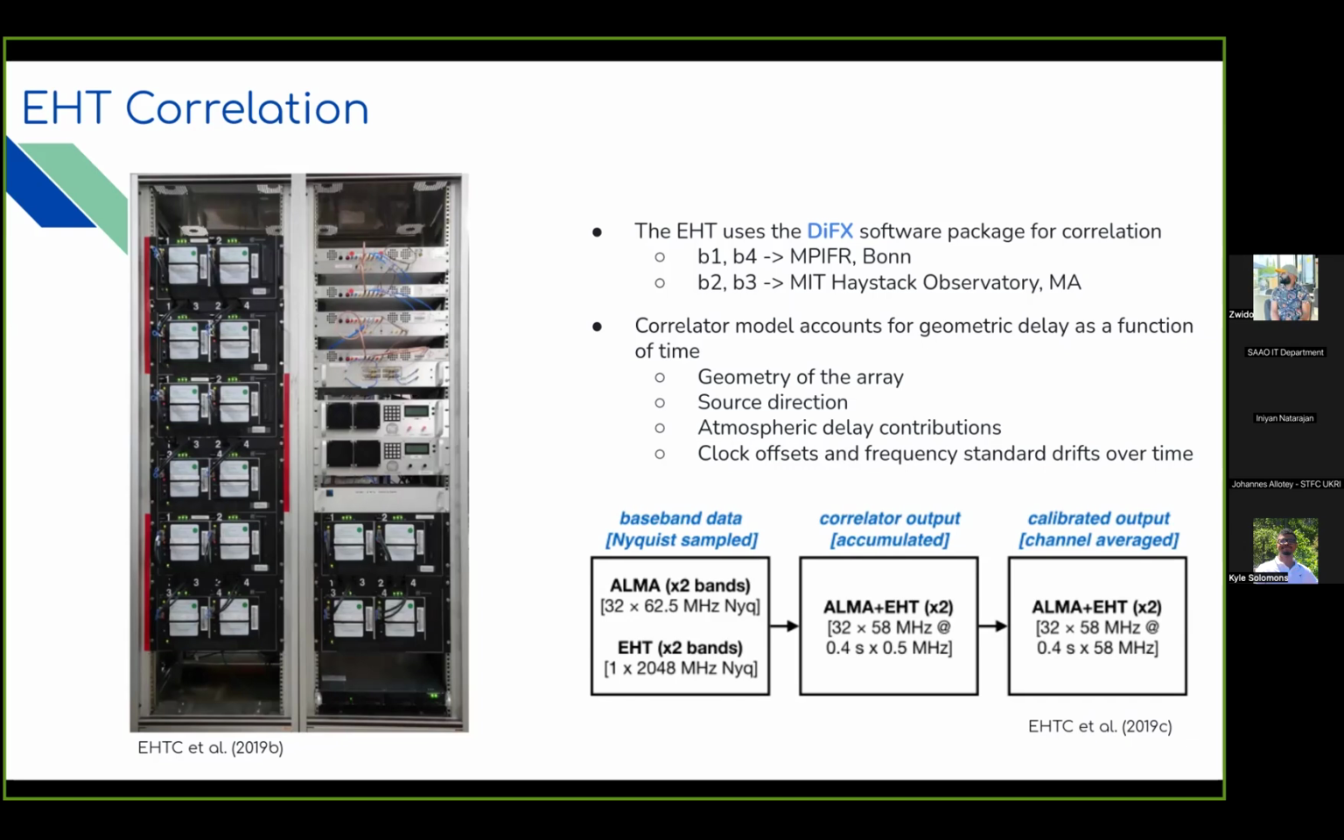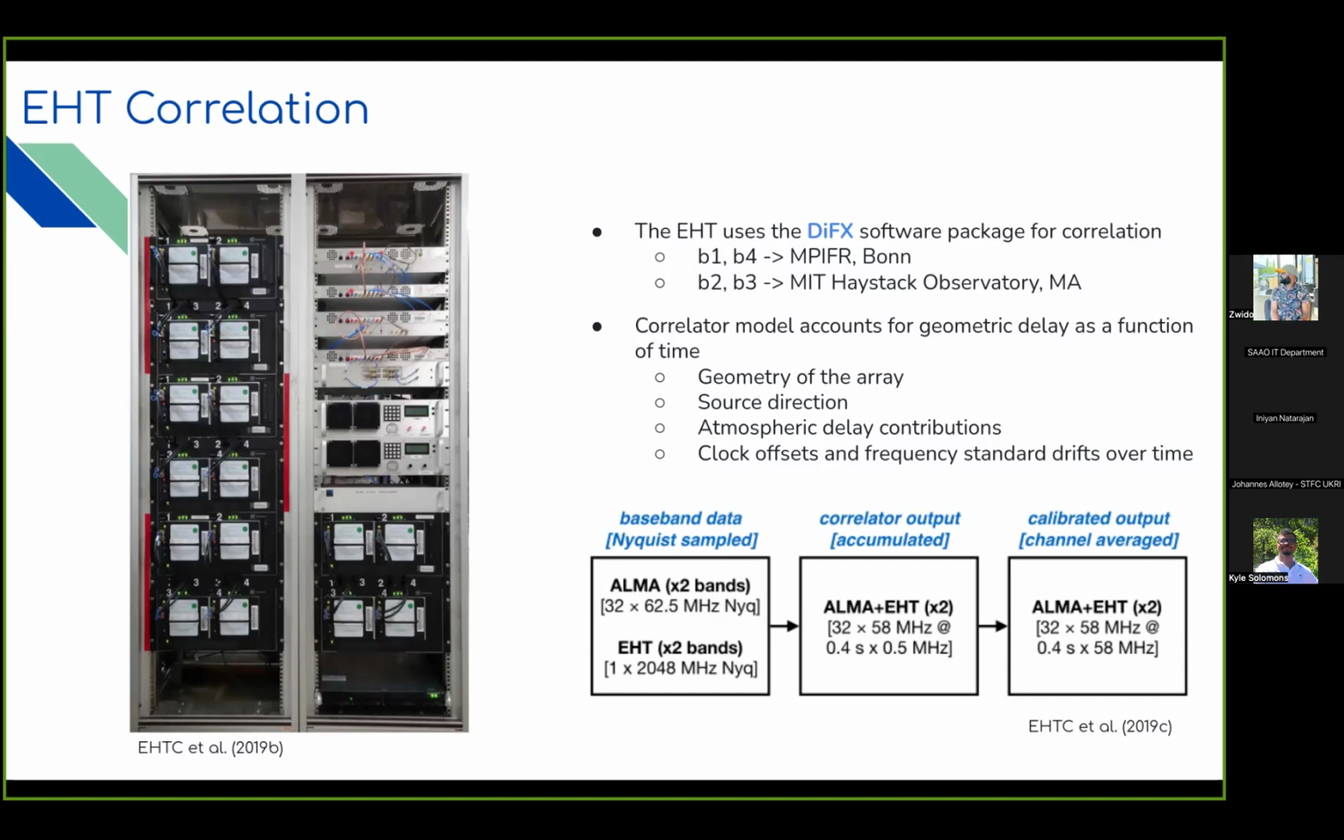And the correlators use something called a correlator model or an EHT model, which accounts for the geometric delay as a function of time. The geometric delay is the delay between the arrival times of the same electromagnetic wave at different stations that participate in the experiment. And this could be affected by a lot of things.